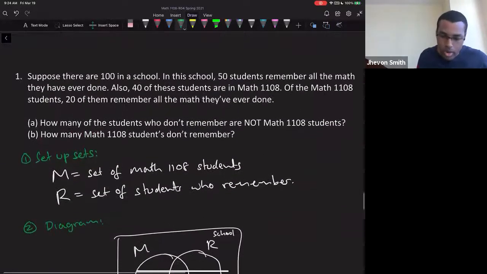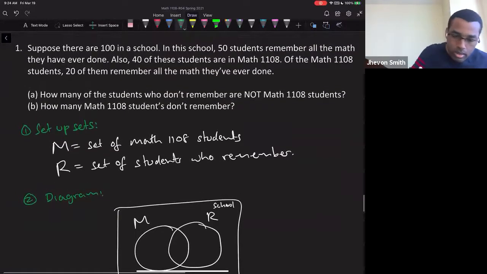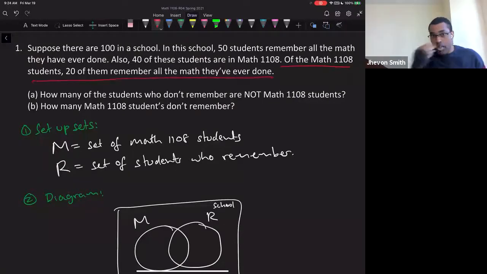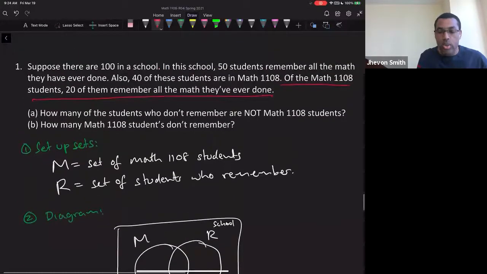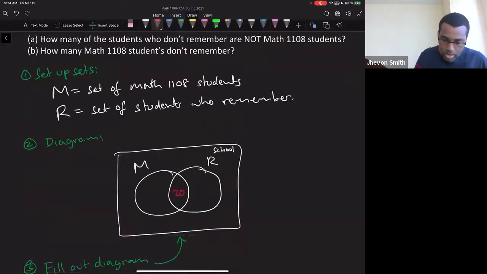So what do we know here? We know that, let's put this in red, of the Math 1108 students, 20 of them remember all the math they've ever done. I want you to realize that what this is telling you is the intersection of two sets. In other words, that just gave you information on the most overlapping region. That number comes in first. Fill in 20, most overlapping region.